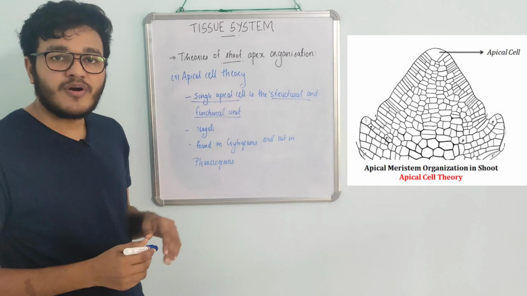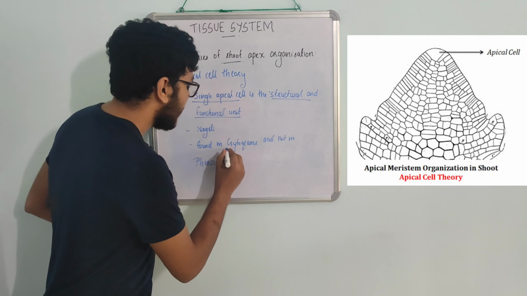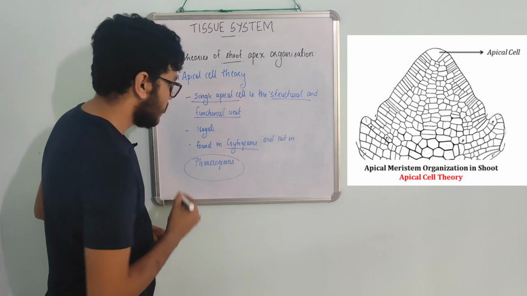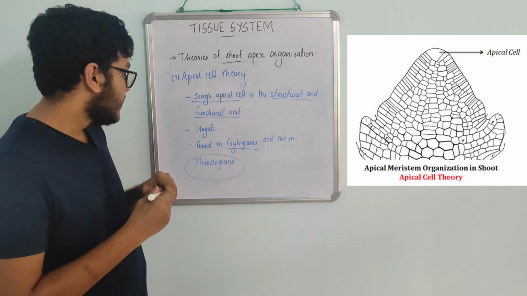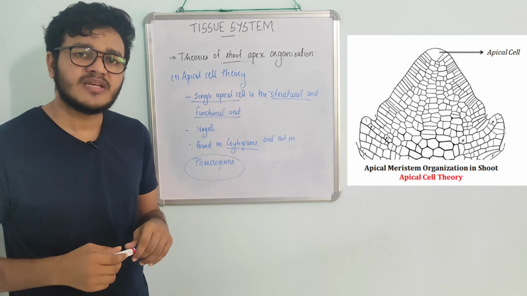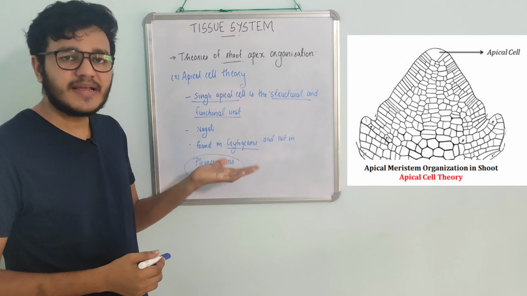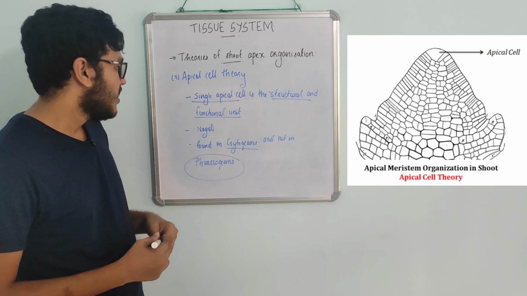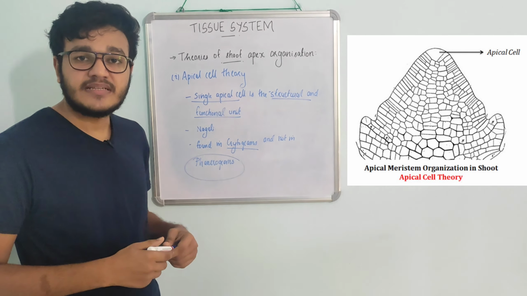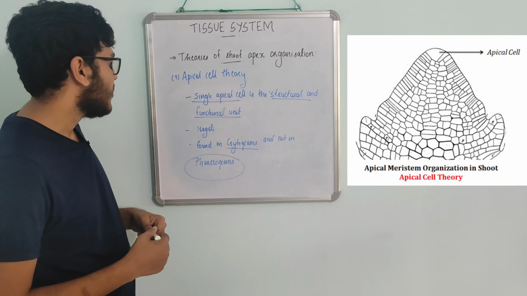Now another important point is that it is found in cryptogams and not in phanerogams. In phanerogams, this is not found. This theory is applicable to cryptogams. Cryptogams are plants which reproduce by spores. So in pteridophytes and similar plants, the apical cell theory is what takes place in the shoot apex. So that's all about the apical cell theory.